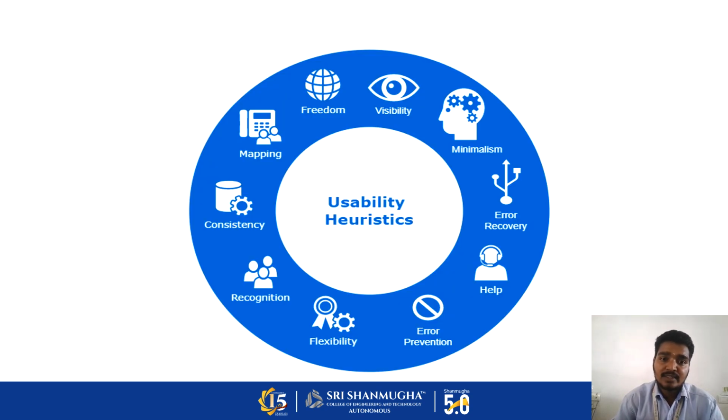So we see the basic usability heuristics: mapping, freedom, visibility, minimalism, error recovery, help, error prevention, flexibility, recognition, consistency, mapping. So they work for these kinds of methods.